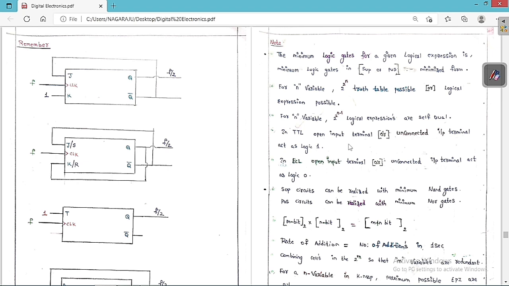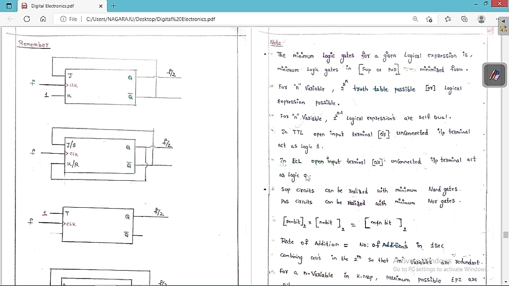So in a TTL logic family, an open or unconnected input terminal acts like logic 1. Whereas in the ECL logic family, an open or unconnected input terminal acts like logic 0. This is a very important point that you always have to keep in your mind.